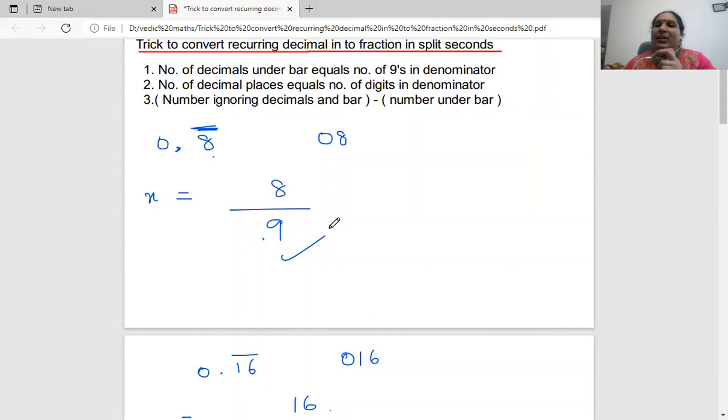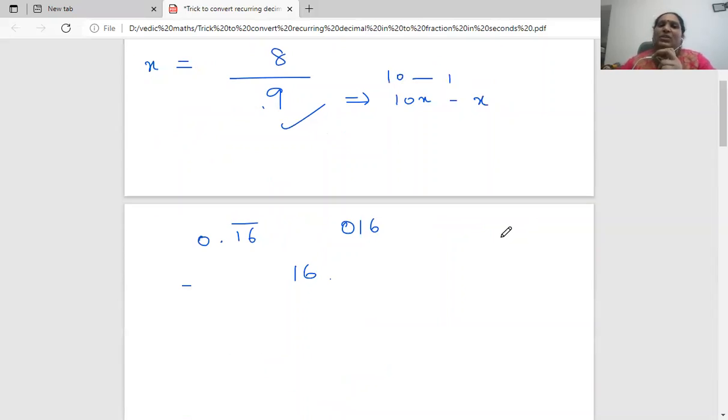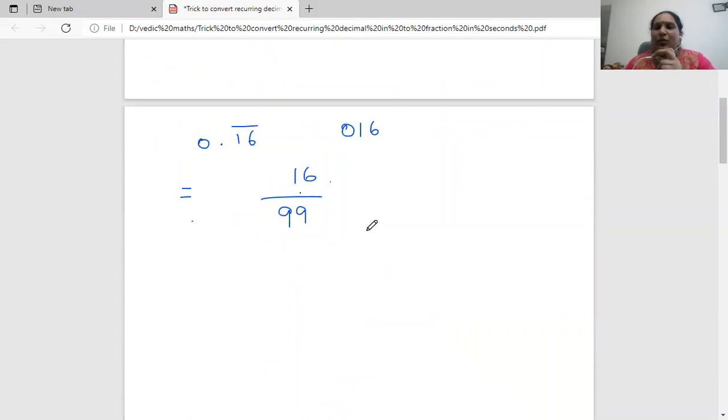Suppose the denominator is 9, then it definitely indicates that I have to subtract 10x and x, because 9 is nothing but 10 minus 1. Similarly, if you get 99 in the denominator, you will understand that 100 minus 1 applies, so you need to subtract 100x and x to get this answer. That's how it helps you predict which two x values to subtract, and gets you your answer in split seconds.